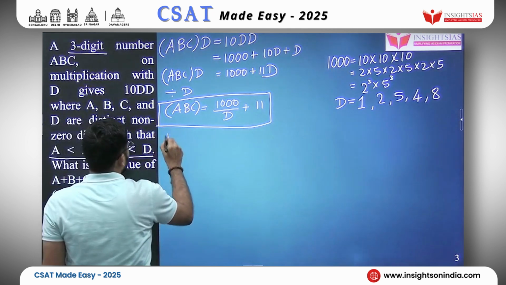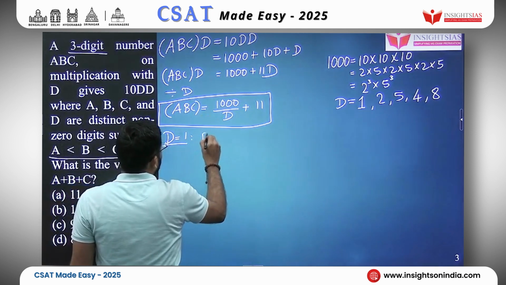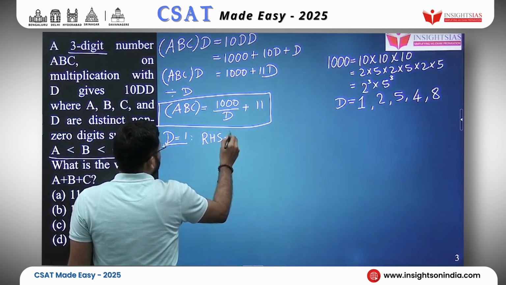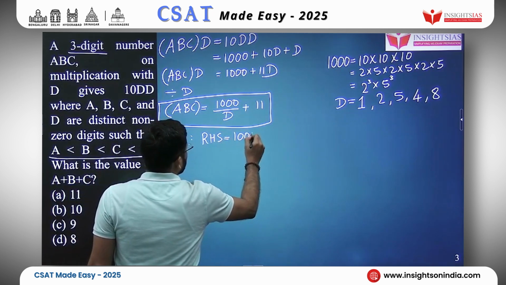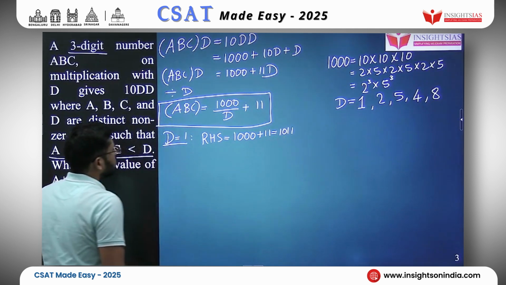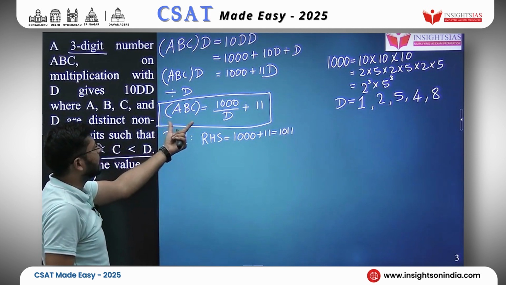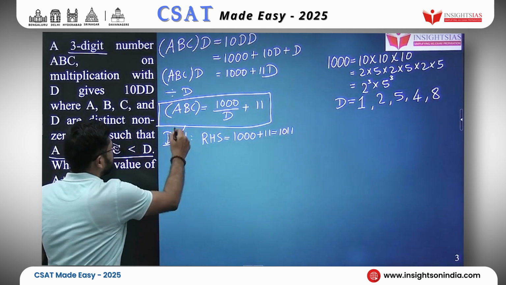So let's try D equals 1. If D equals 1, then what will the RHS be? The RHS will be 1000 divided by 1, that is 1000 itself. 1000 plus 11, that would be 1011. So what is the LHS? It is ABC, but you got 4 digits here. It is a 3-digit number. So this is not the answer.